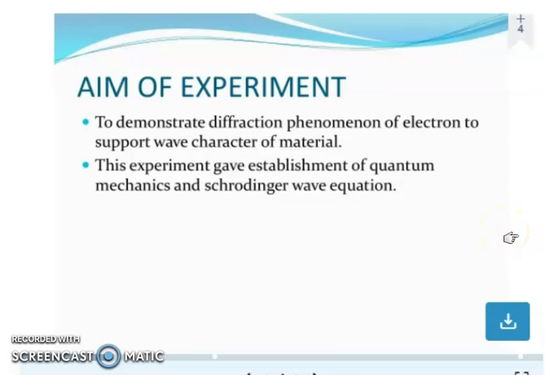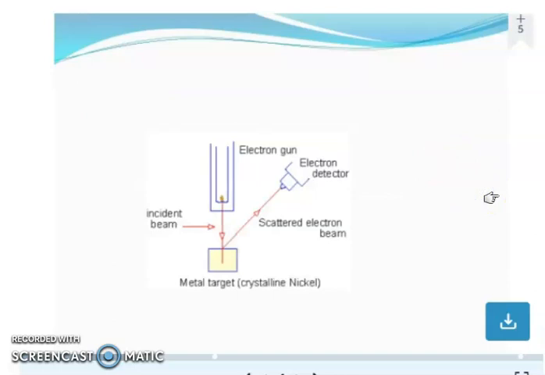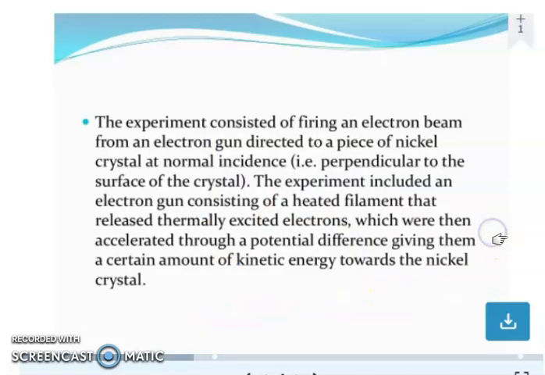Aim of the experiment: to demonstrate the diffraction phenomena of electrons to support the wave character of matter. This experiment gave the establishment of quantum mechanics and the Schrödinger wave equation. Experimental setup: electron gun, electron detector, incident beam, scattered beam, and the metal target of nickel crystal.